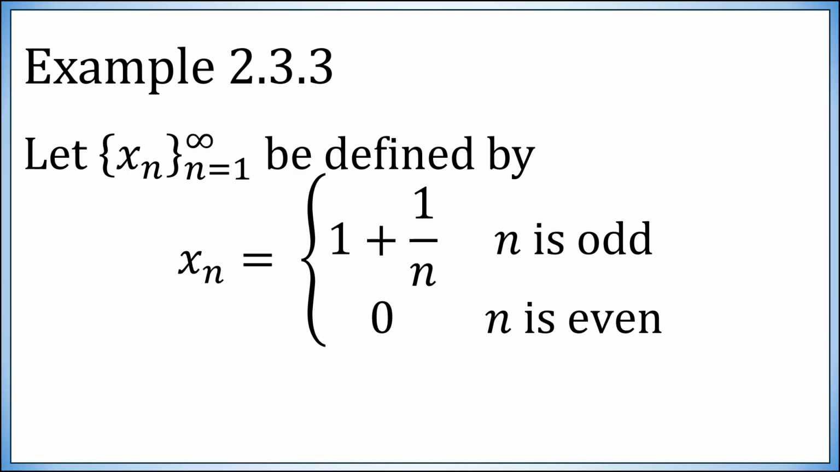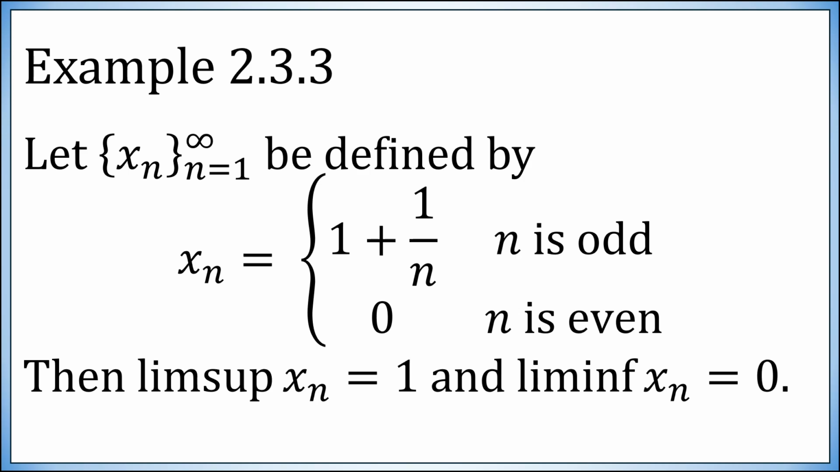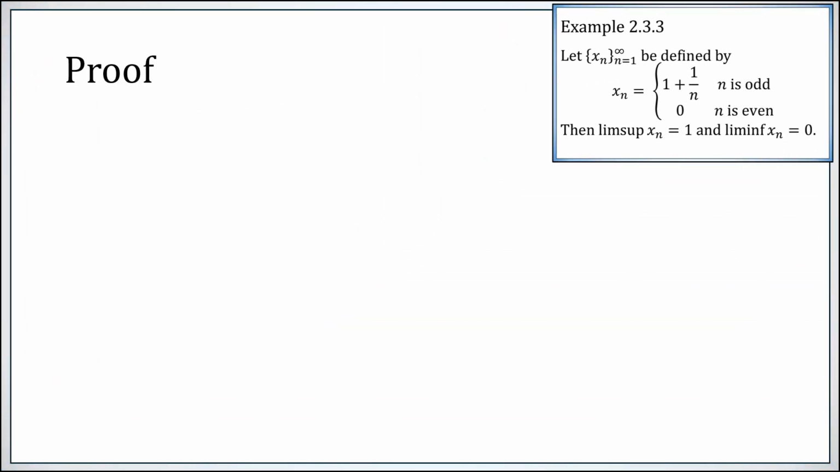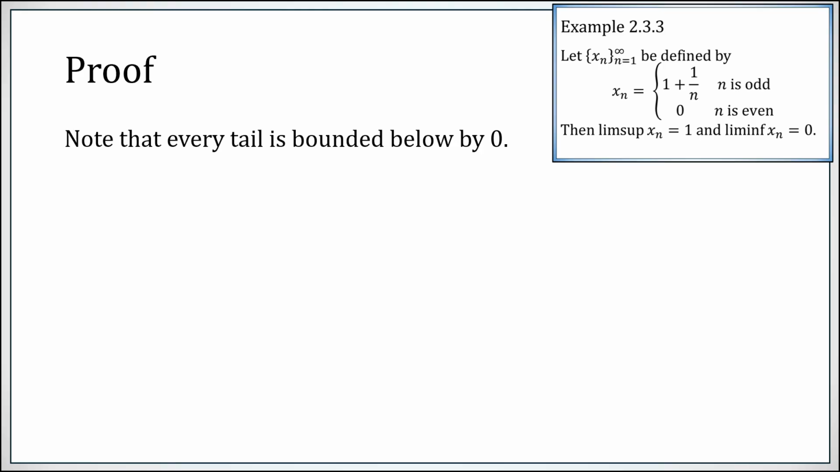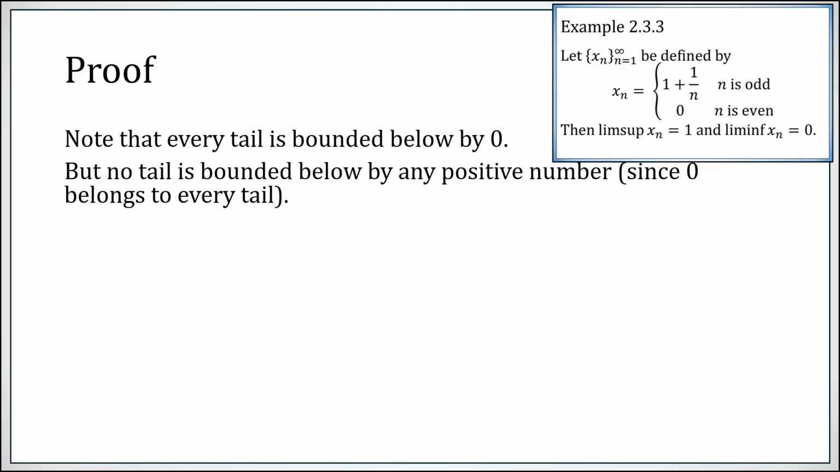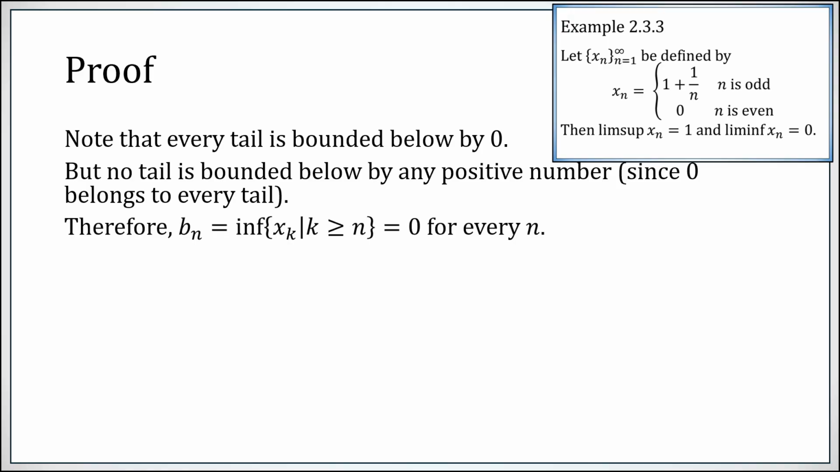Let's look at example 2.3.3. Suppose we have a sequence defined by 1 plus 1 over n when n is odd, or just 0 when n is even. Then we claim the limsup is 1 and the liminf is 0. All right, let's get proving. Every tail is certainly bounded below by 0 because every other term is 0 and the other ones are 1 plus something. So no tail is bounded below by a positive number because every other term is 0. Okay, so the inf of every tail is definitely 0. Therefore, the limit of those infs, the limit of the bn's, will simply be 0.